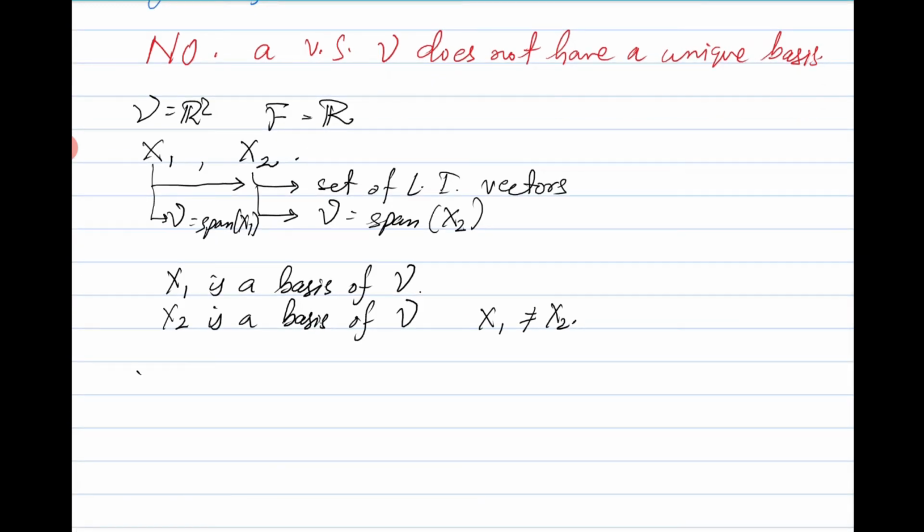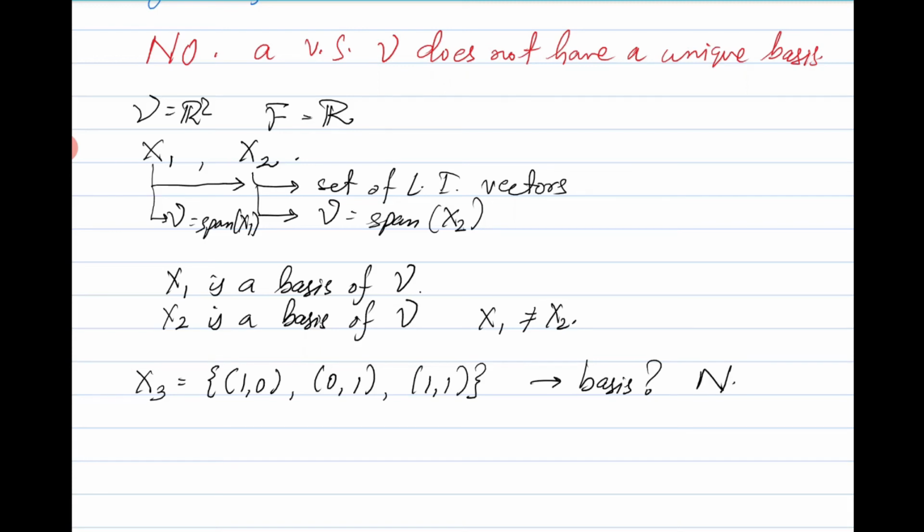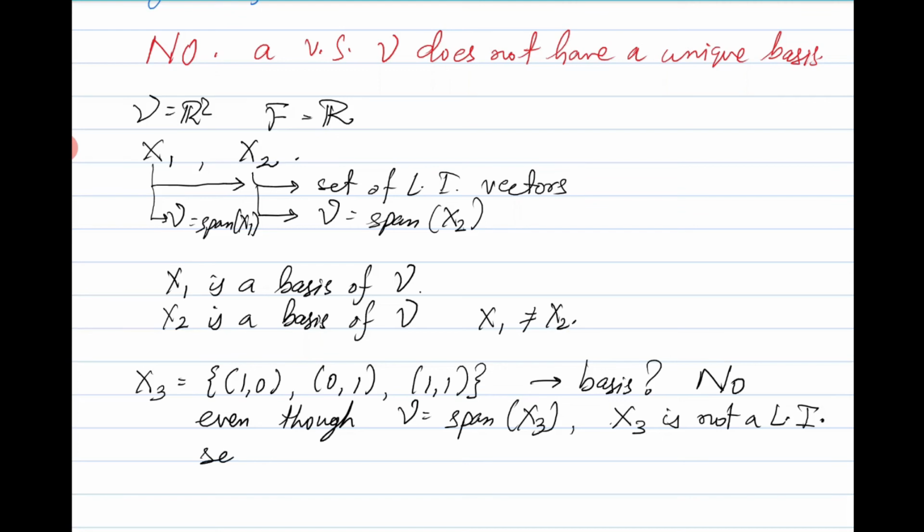Now what can we say about x3? I think x3 was consisting of the vectors 1 0, 0 1 and 1 1. What can we say about this? Is x3 a basis? The answer is no. Why? Even though the vector space V is spanned by the set X3, X3 is not a linearly independent set, or the vectors in X3 are not linearly independent. So X3 cannot be termed or qualified as a basis.